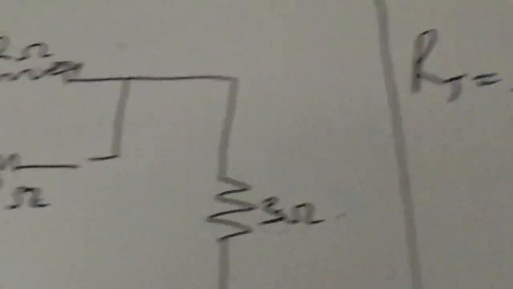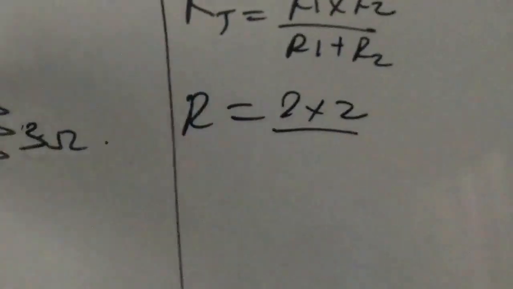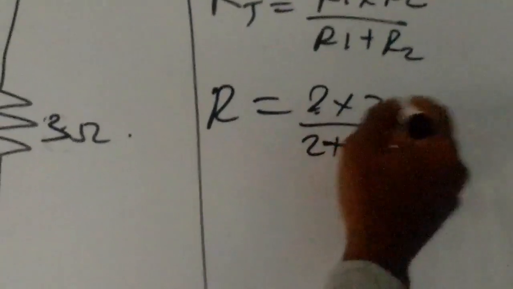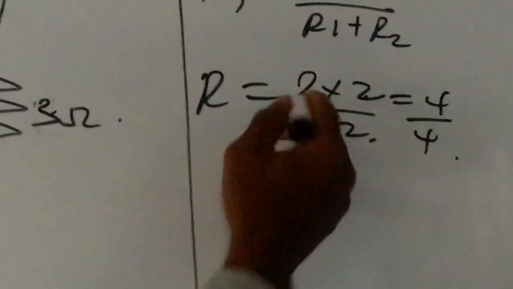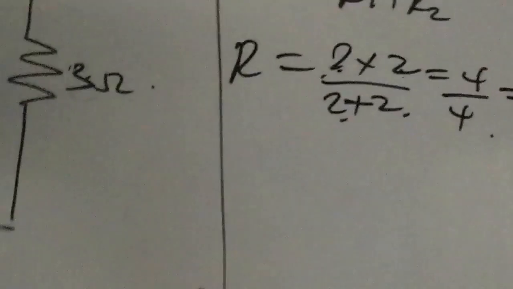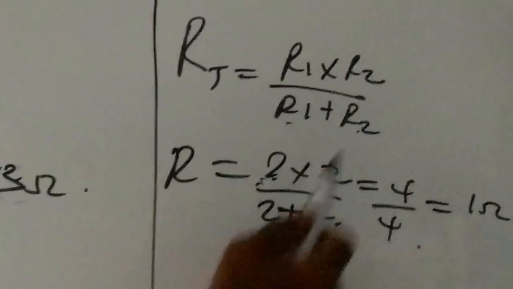So that gives us 2 ohms times 2 ohms all over 2 plus 2. So that will give you 2 times 2, which is 4. 2 plus 2 is also 4. So when you divide, you're going to get 1 ohm. So you can look at it: 2 ohms times 2 ohms, as you have it there, all over 2 plus 2. That will give you 1 ohm. So we are combining these.